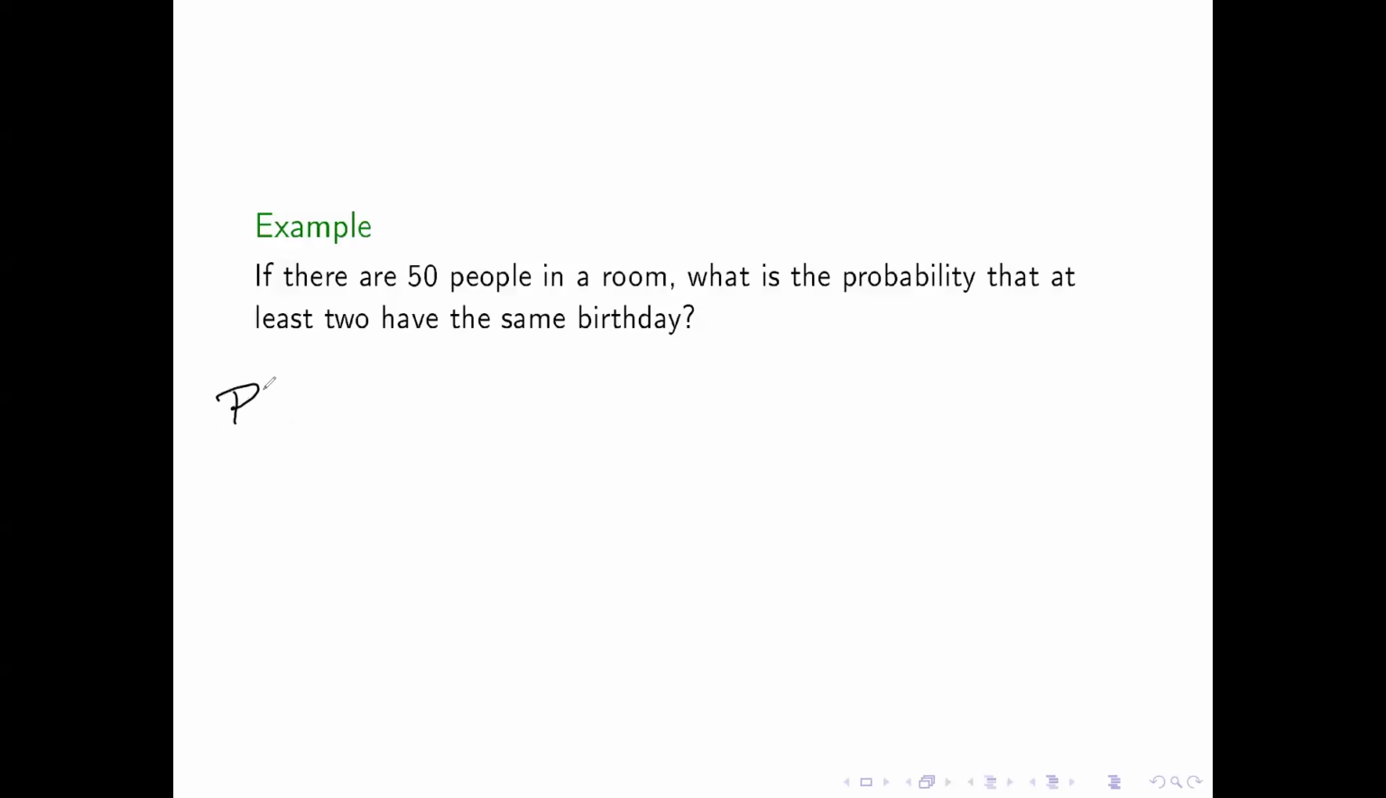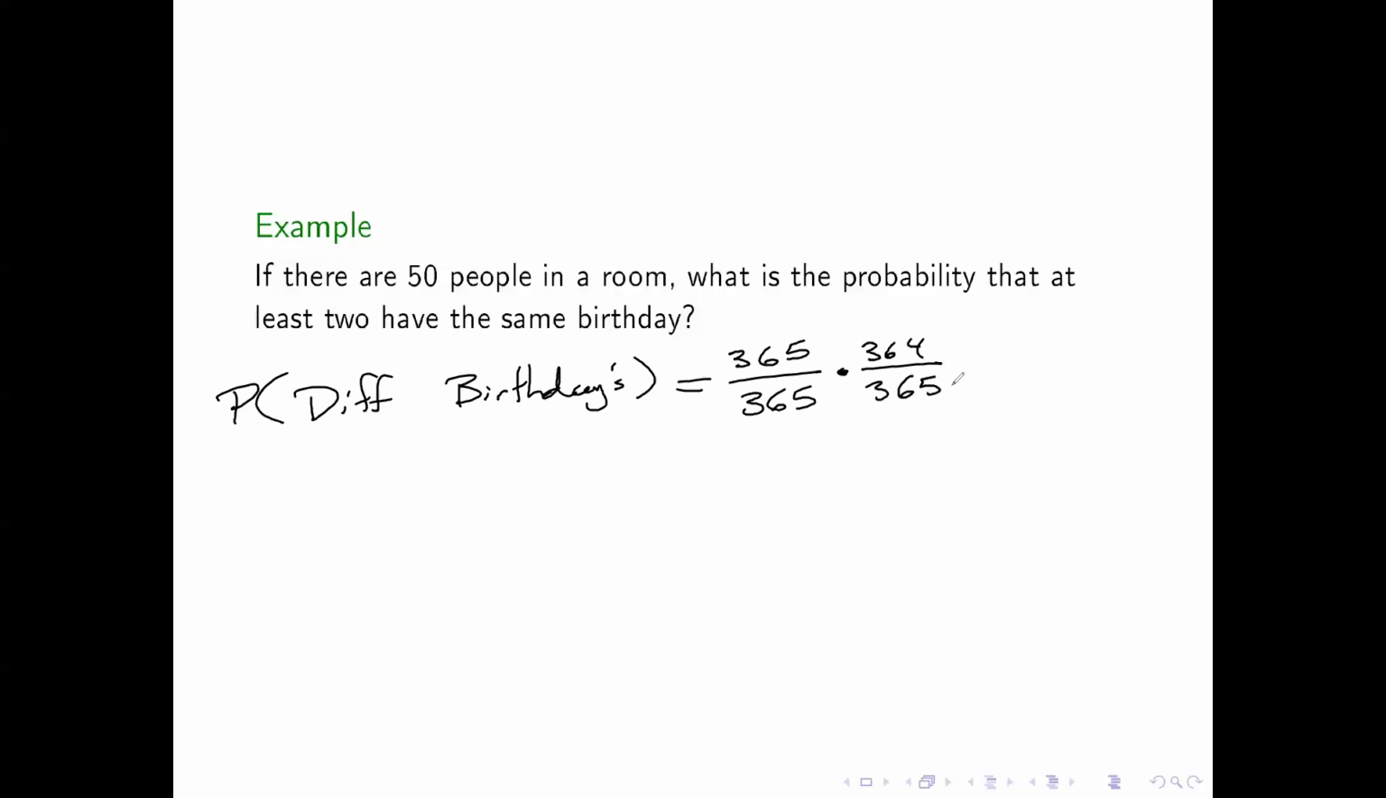Probability of different birthdays. Let's think about it. The first person has 365 possibilities out of 365. I know they can only have one birthday, but they could pick any of them. The second person in the room would have 364 options out of the 365, because they cannot have the same as the first person. Well, what about the next person? They would have 363 out of 365.